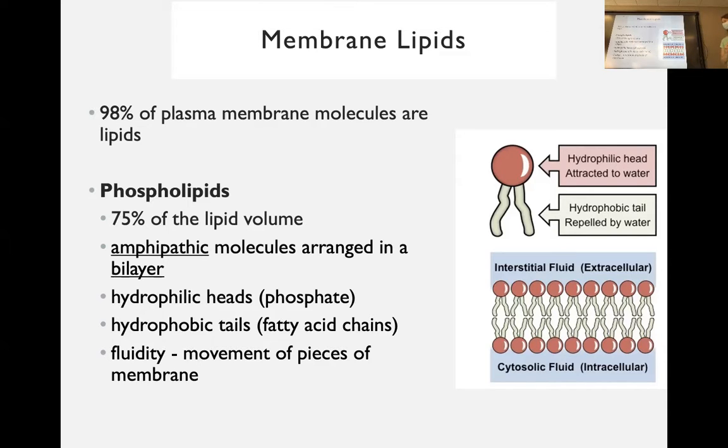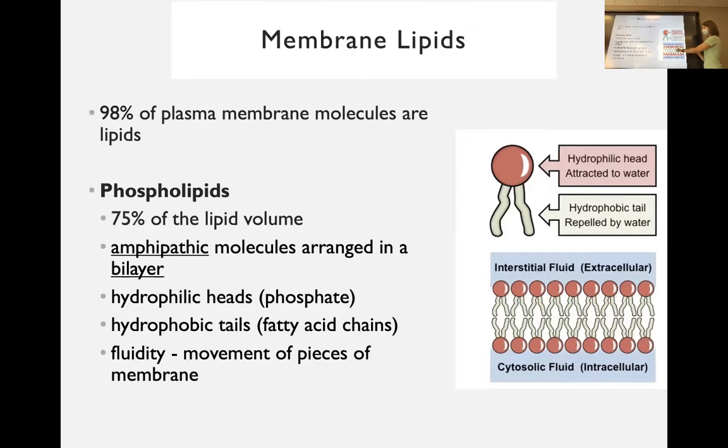So I want to describe this bilayer pretty quickly. In this diagram, here we have the cell membrane, a bilayer of phospholipids. This would be the outside of the cell, the extracellular area. And then this would be inside the cell. Both of those fluids are mostly water. So you have mostly water outside the cell and inside the cell.